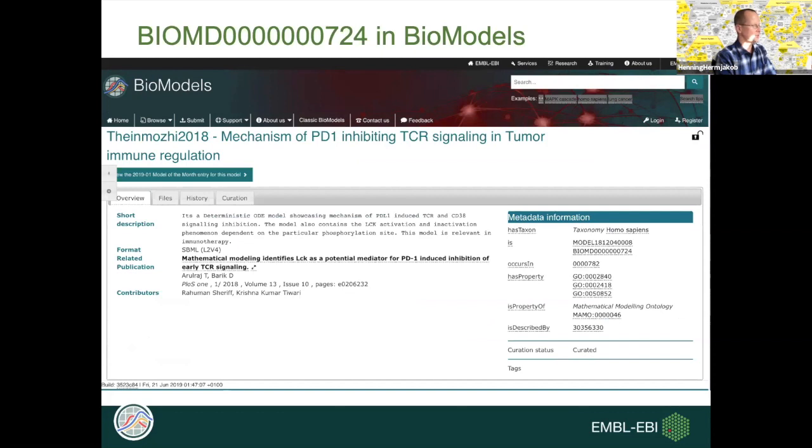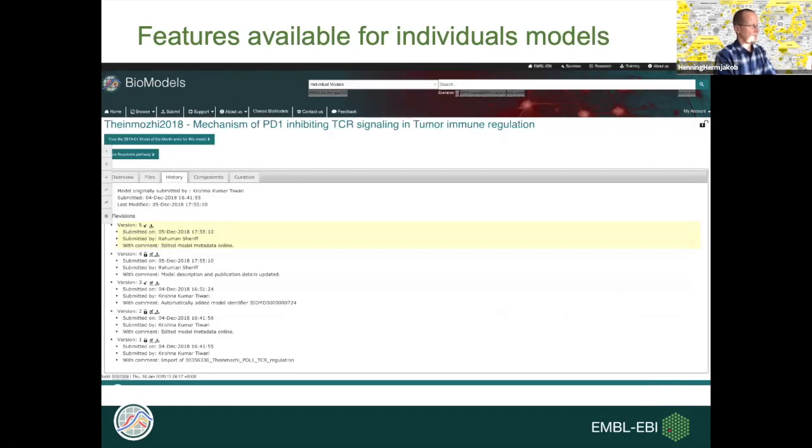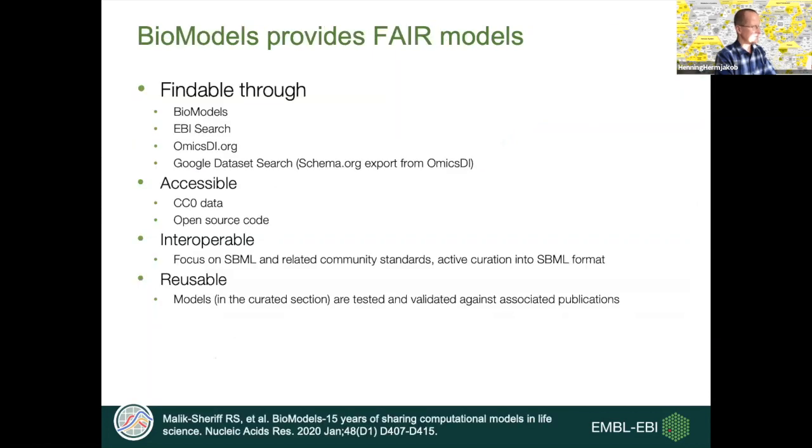The overview provides a short description, the associated publication of the model, and some administrative parameters, key parameters of the annotation. We provide the actual model files in a variety of formats, different SBML versions, and additional files, which, for example, describe what we've done in the execution of the model. We provide a detailed history of the model in our resource. So what are the changes over time?